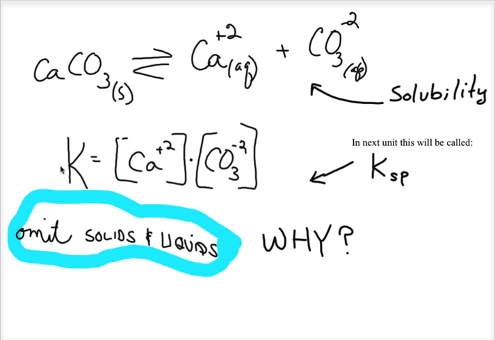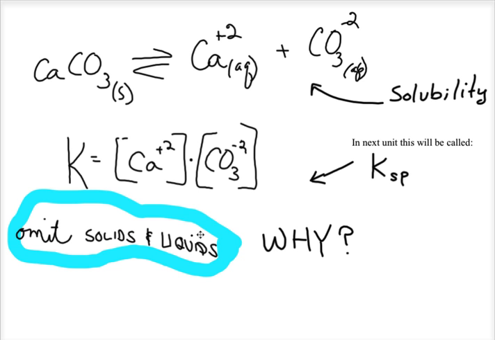Notice this equilibrium constant expression, K equals calcium ions times carbonate ions. What has been left off is the calcium carbonate. It turns out that both solids and liquids are not included in the equilibrium constant expression. Hopefully you know the answer to the question, why?